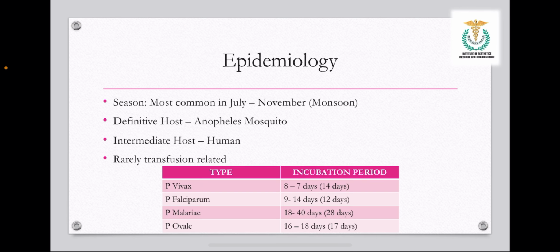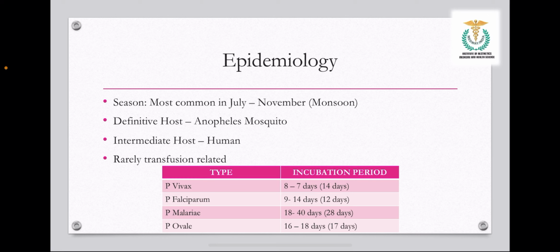Moving on to the epidemiology. It is mostly seen between July and November, that is usually in the monsoon season. The definitive host is the Anopheles mosquito and the intermediate host here is human, and it is rarely transfusion related. Most commonly it is due to the Anopheles mosquito bite, and rarely it is transfusion related.